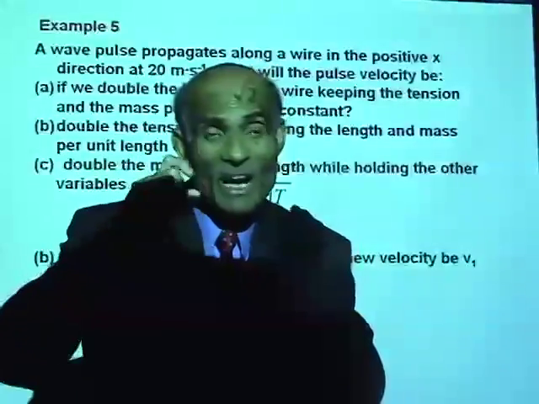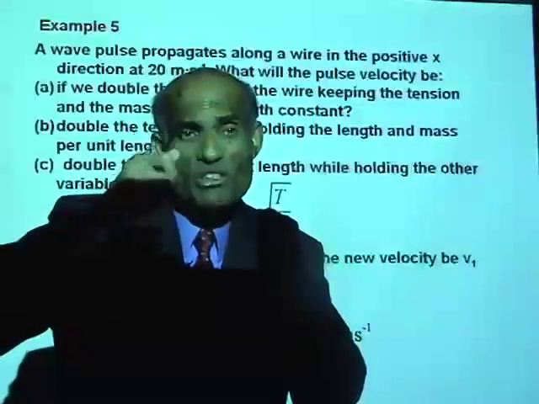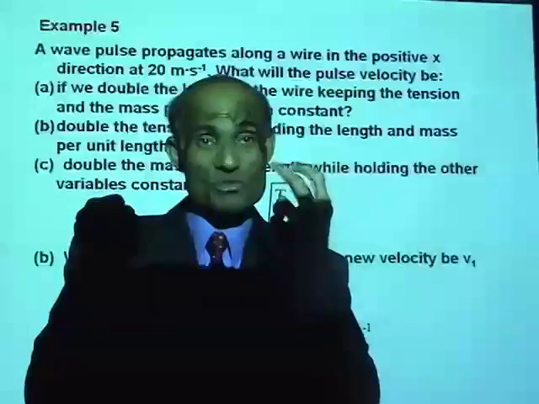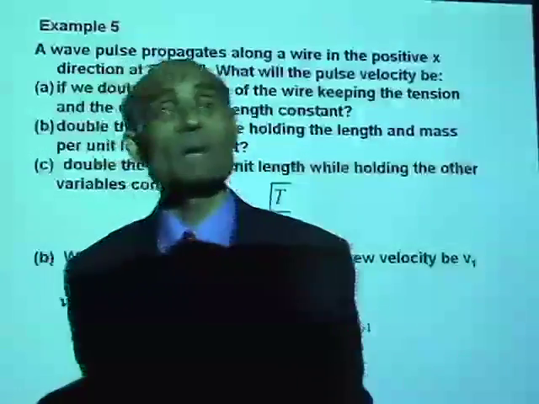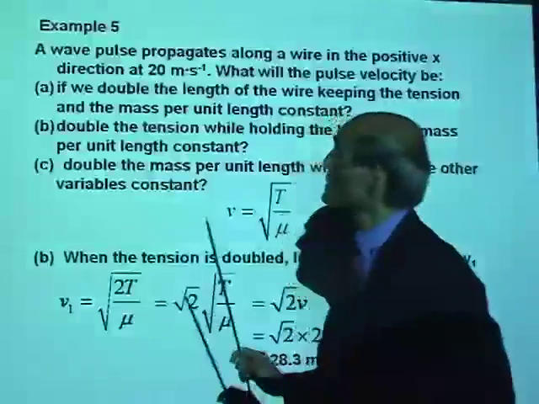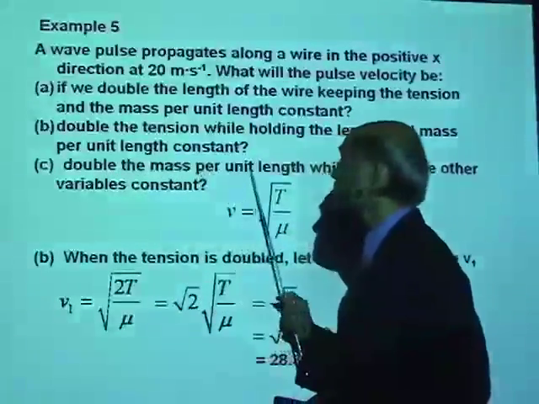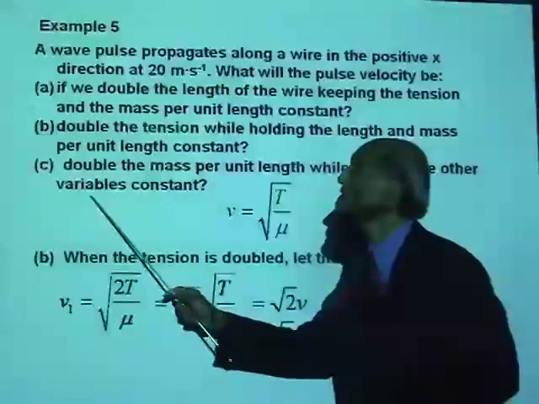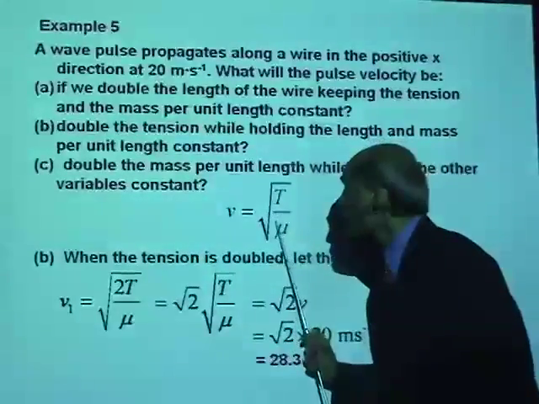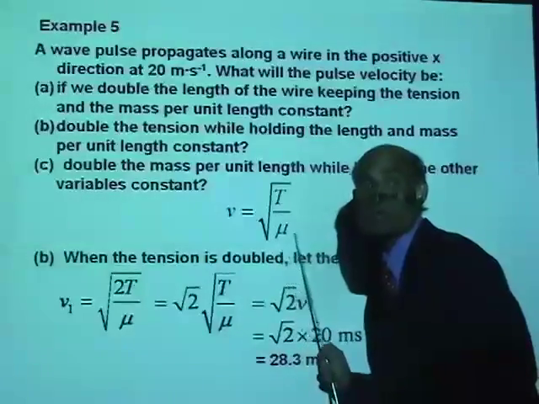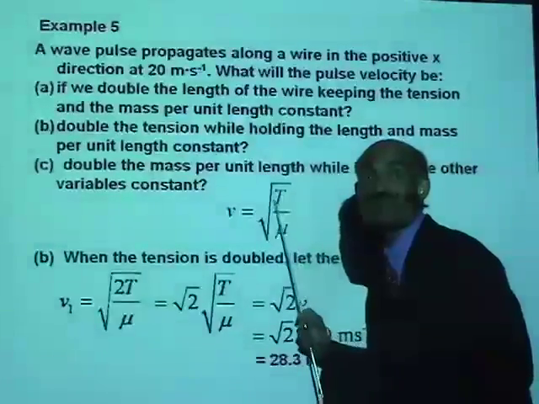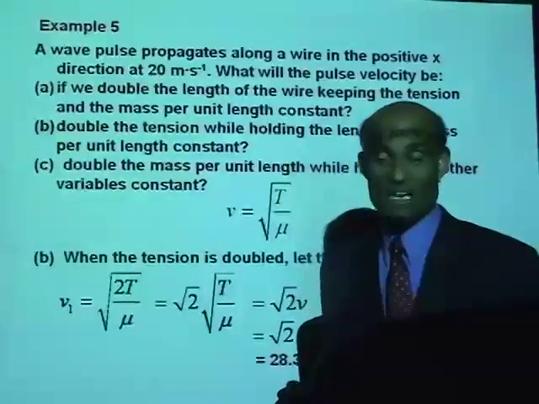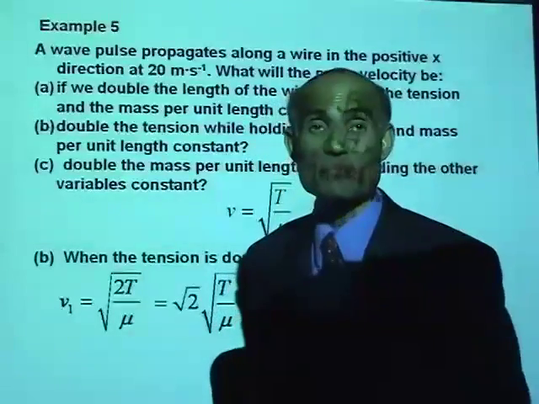Is that right? Now, when you want to tune a guitar wire, you are actually increasing or decreasing the tension. You see that? We will talk about that sometime later again. Now, the third part: you double the mass per unit length while holding the other variables a constant. So this time you double the mass per unit length, double mu, keeping T a constant. What will happen to the speed? Can you tell me what the answer will be?